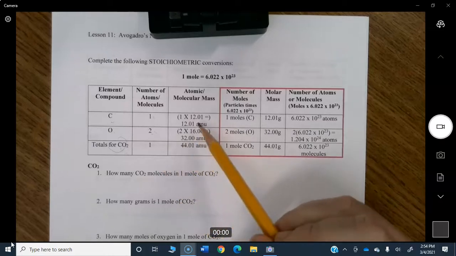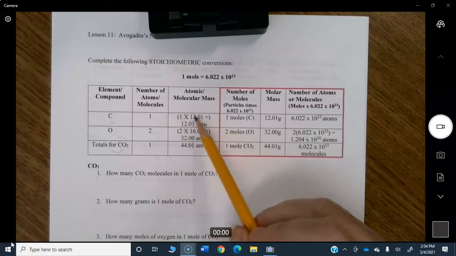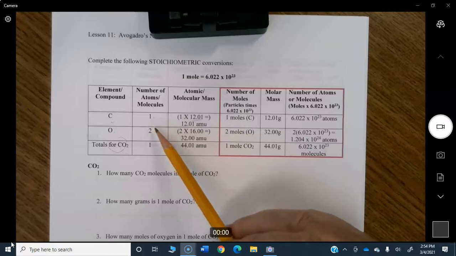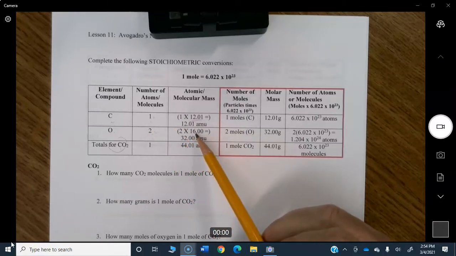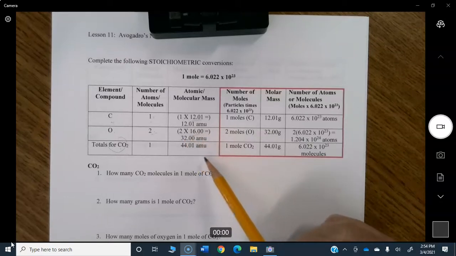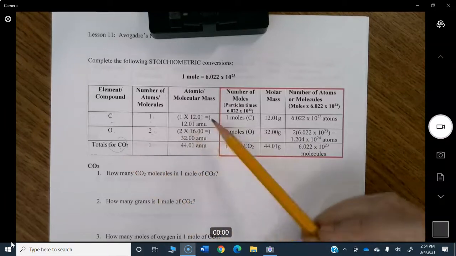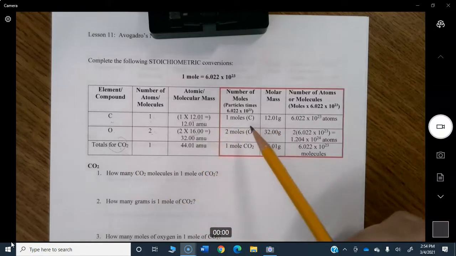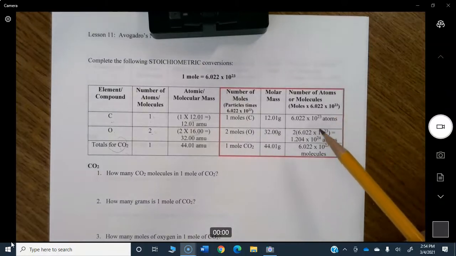Okay, now we go to the periodic table, and we've seen this number already a few times, 12.01. So it's 1 times 12.01 equals 12.01 AMU for the carbon atom that's in carbon dioxide. For the oxygen, you have two of them. And the mass from the periodic table is 16, so 2 times 16 is 32 atomic mass units. So the total mass for the carbon dioxide is adding these numbers. 12.01 plus 32 will give you 44.01 atomic mass units for a single carbon dioxide molecule.